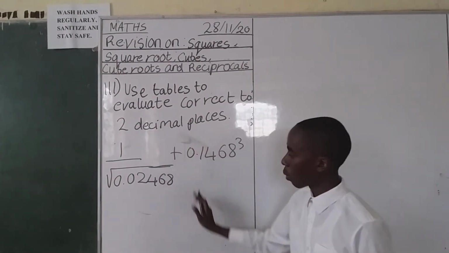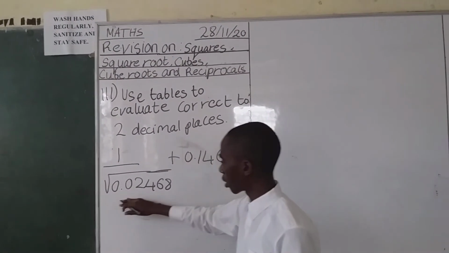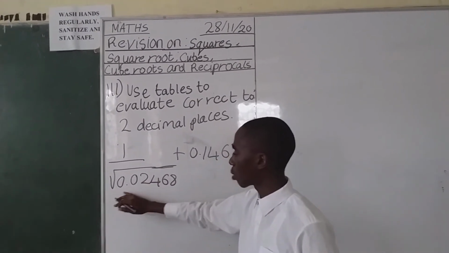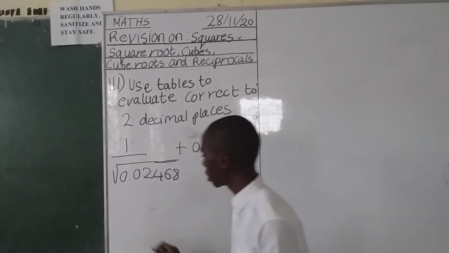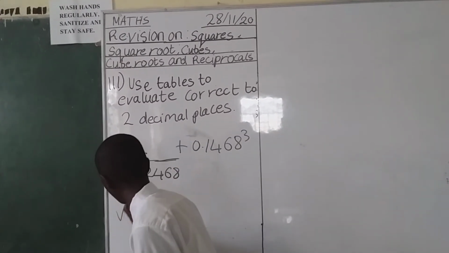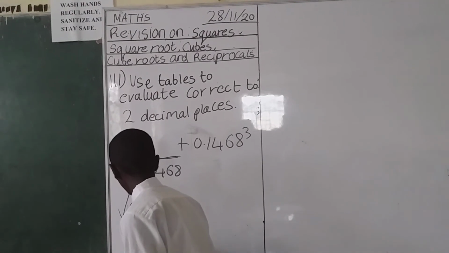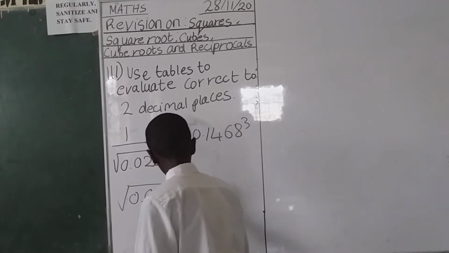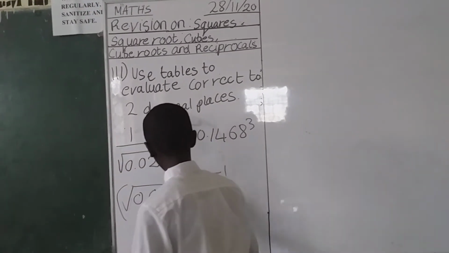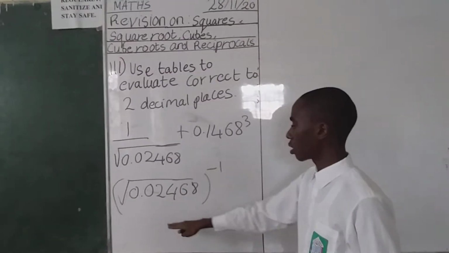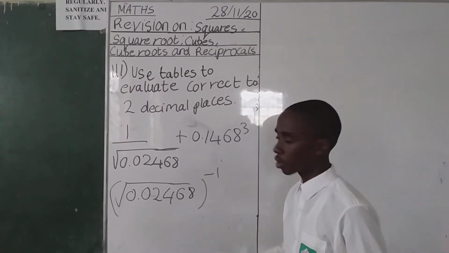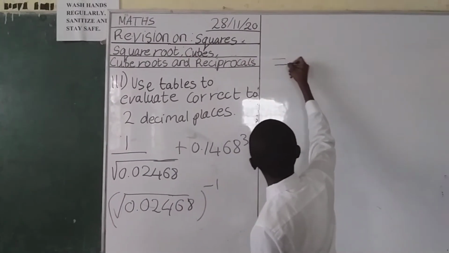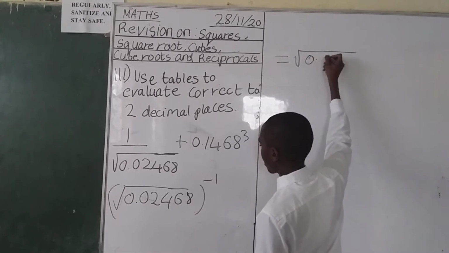First, we take 1 over the square root of 0.02468, which is the reciprocal of the square root of 0.02468. It's the reciprocal of this value. So what do we do? First, we need to find the square root of 0.02468.